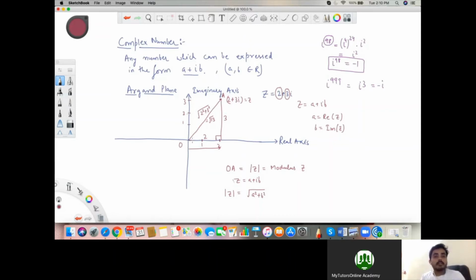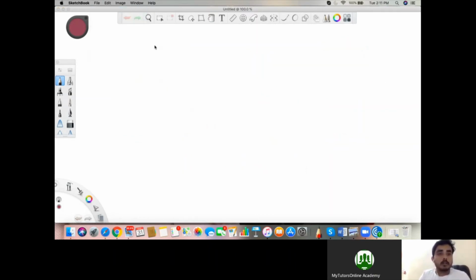Now let us talk about the argument, or let's say the conjugate of a complex number. So first we will talk about the conjugate of a complex number. Right now I'm covering the topics in a very brief sense. Whenever we discuss the chapter in detail, we will cover all the topics in detail. Now z equals, let's say, a plus iota b is a complex number given to us, and the conjugate of any complex number is denoted by z bar. This is a bar sign over the complex number z, and that equals a minus iota b. You just need to change the sign of the imaginary part.